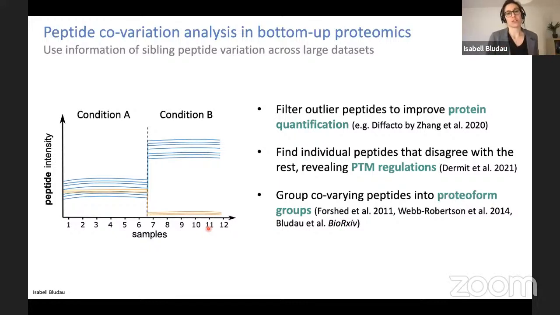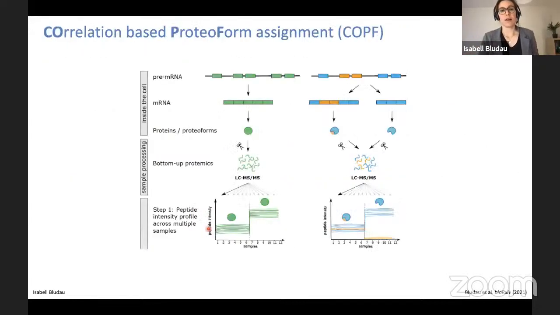However, the other approach is to actually assume that these peptides might be of biological relevance, and you can try to find individual peptides or groups of peptides that follow a different pattern and try to see if they actually form an interesting proteoform group. So now I will present a tool that we developed in the Ebersold and Rist lab that is called correlation-based proteoform assignment, or short COPF.